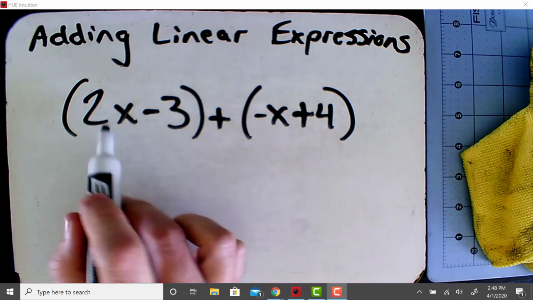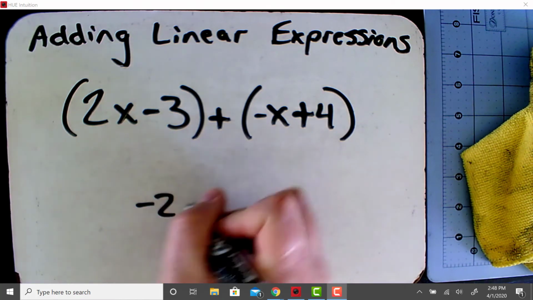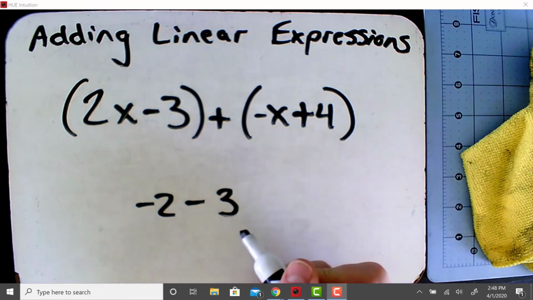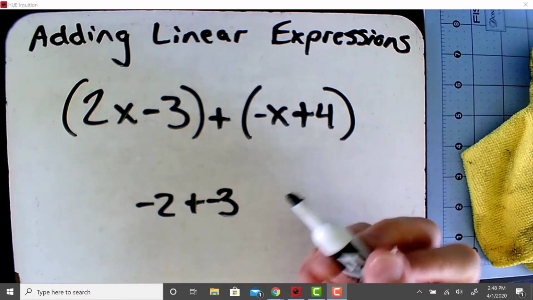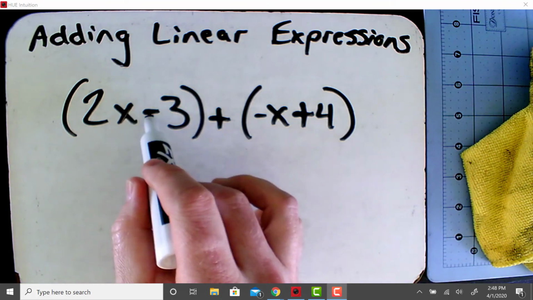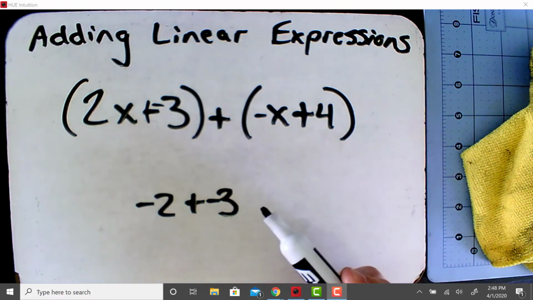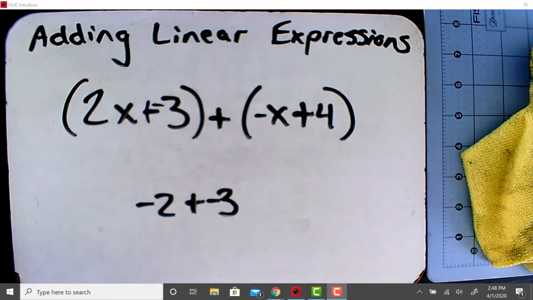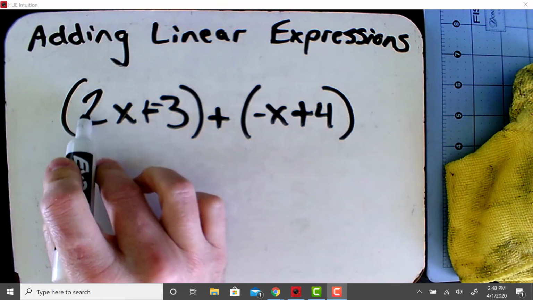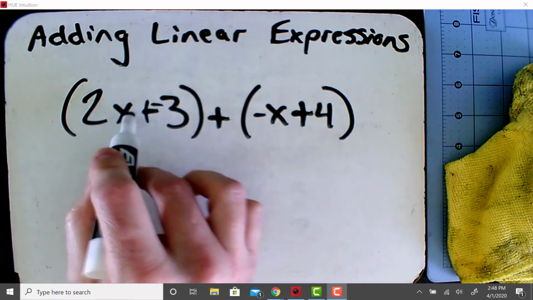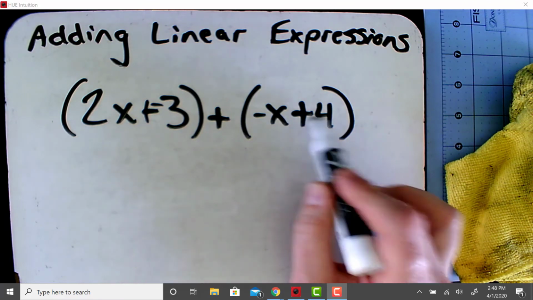The rule when we're subtracting with numbers, or when you've got a problem like -2 minus 3, remember the rule is add the opposite. So I can follow that anytime that there is a subtraction sign. I can just treat it like it's a negative, because if I did add the opposite, my number is negative. So that's why I can treat minus signs like they're negative signs. So I've got 2x minus 3, or 2x plus -3, plus -x plus 4.